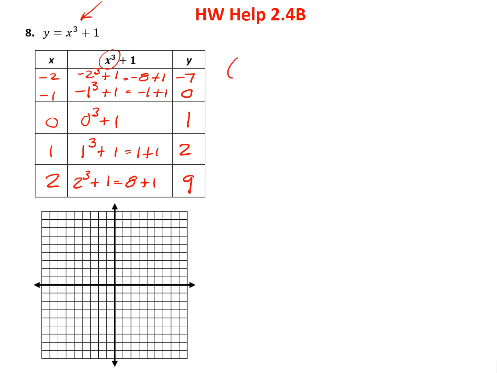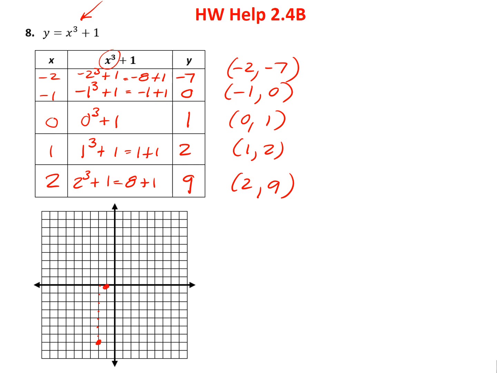And so here I have minus 2, minus 7. I have minus 1, 0. I have 0, 1. I have 1, 2. And I have 2, 9. So let's graph these. First, negative 2 over 2, and then down 7. 1, 2, 3, 4, 5, 6, 7. There's my first term. And then negative 1, 0 over negative 1, 0. And then 0, 1. And then we have 1, 2. And then we have 2, 9.